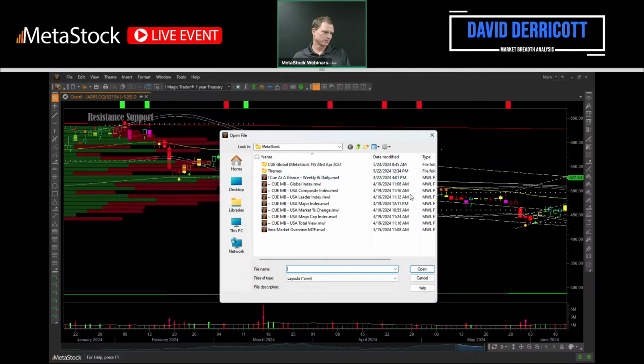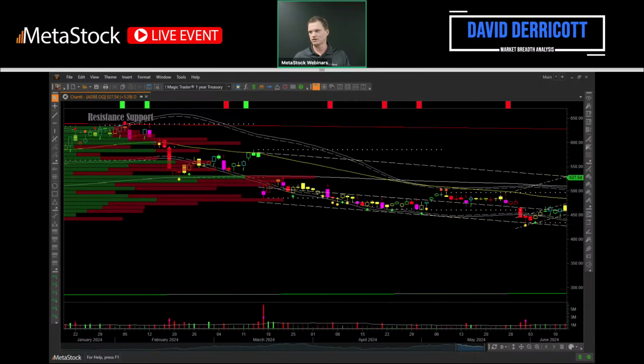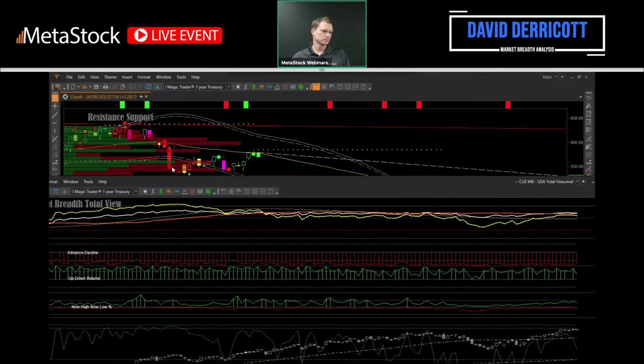I've already shown that to you, but you can see the US market percent change, our mega cap, or our US total view. So if we go into the US total view, what it does is it opens up a separate layout for us, and that is new to MetaStock 19.